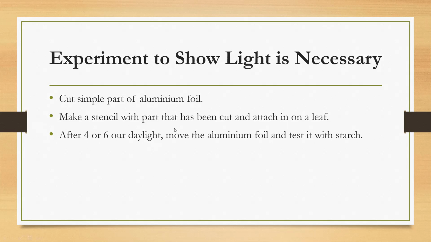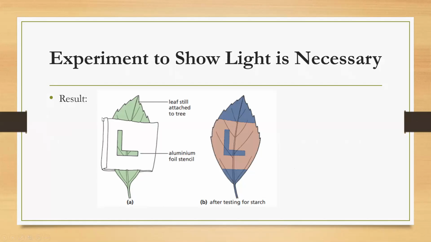After we make a stencil from the piece of aluminum foil that we have cut, we attach it on the leaf, and then we wait 4 or 6 hours in daylight, I mean in the afternoon. After that, we remove the aluminum foil and test the leaf for starch. So it will become like that. Maybe you have tried it with your teacher. Okay, we will continue the material.